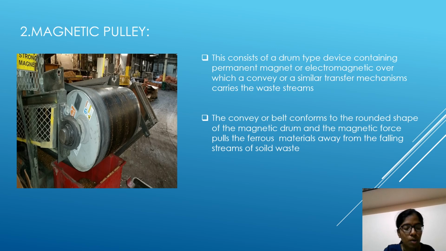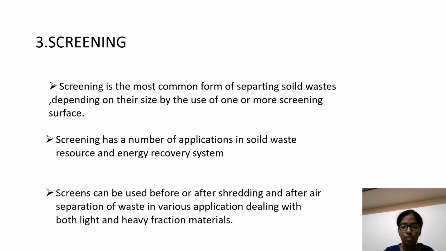Here in this video, we can observe the image of a magnetic pulley. The magnetic pulley consists of a drum type device containing a permanent magnet or electromagnet, over which a conveyor or similar transfer mechanism carries the waste stream. The conveyor belt conforms to the rounded shape of the magnetic drum, and the magnetic force pulls the ferrous materials away from the falling stream of solid waste.